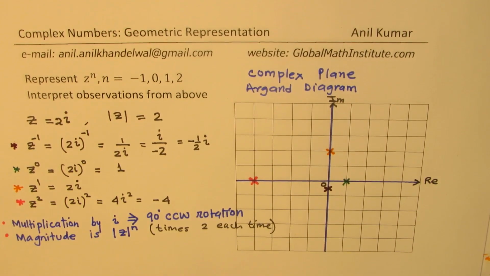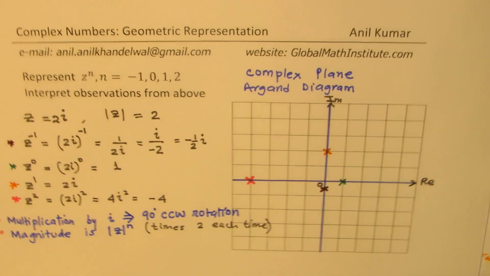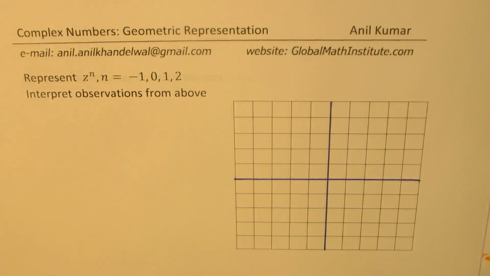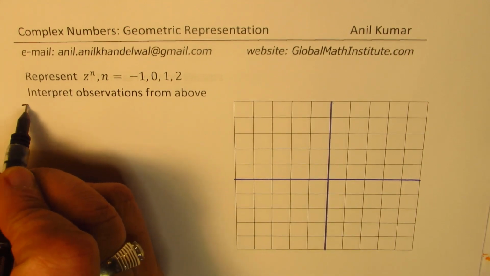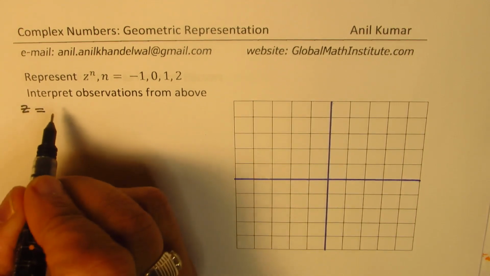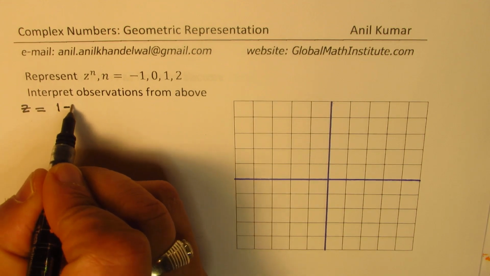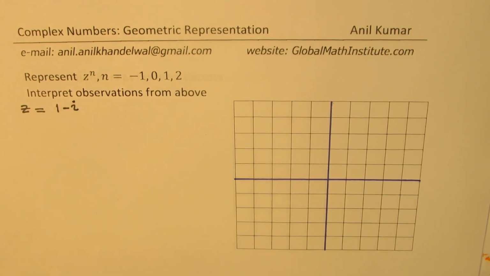Perfect. Now, keeping this in view, we can now take some general complex numbers, and then see what really happens. So this time, let me take a complex number z. We'll keep it simple. Let's say 1 minus i, right? Let this be our complex number.